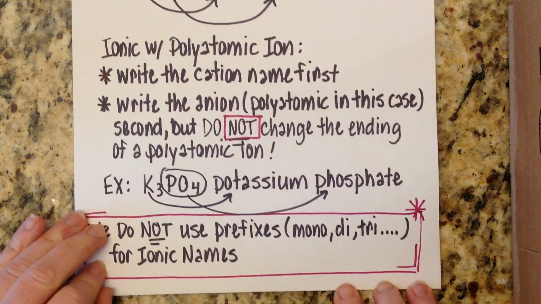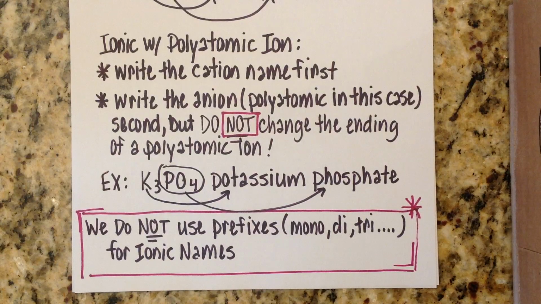And one last reminder, this probably doesn't mean much to you yet because some of you have not seen writing and naming covalent compounds, but we never use prefixes, and by prefixes I mean mono, di, tri, tetra, those. Never use those in ionics. That is going to come into play on the next video, which deals with covalent compounds.